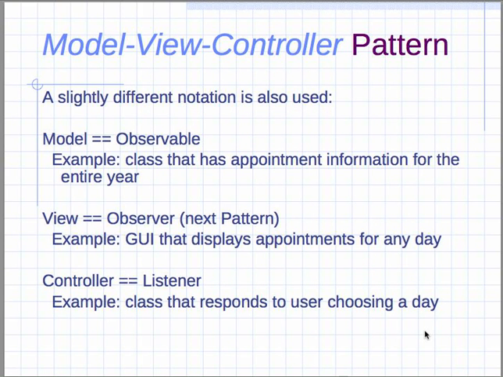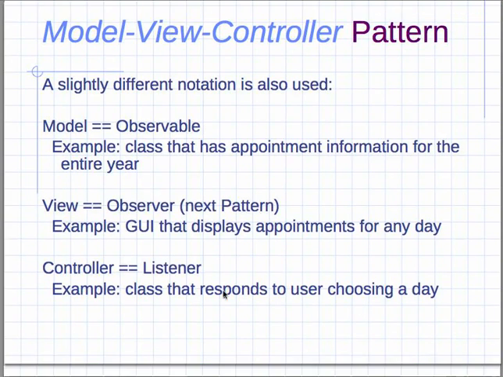A slightly different notation is also used in Java. The model is also called observable, for example, a class that has appointment information for the entire year. The view is also called observer, which is actually the name of the next pattern that we'll look at, for example, a graphical user interface that displays appointments for any day of the year. And the controller is also called a listener in a lot of Java Swing packages. An example of a listener would be a class that responds to a user choosing a day. So the user clicks on a day, and that would be a listener.